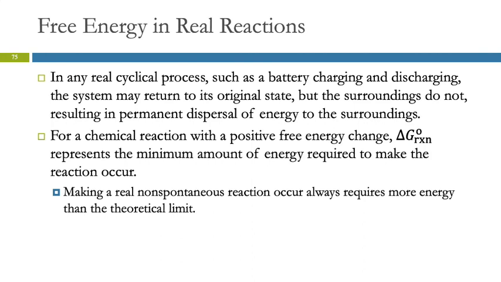For a chemical reaction with a positive delta G, non-spontaneous, that delta G represents the minimum amount of energy required to make the reaction occur, as opposed to the spontaneous process where that's the maximum amount of energy that could be used to do work. This is the minimum amount needed to cause this non-spontaneous process to work, and it's probably going to require more.